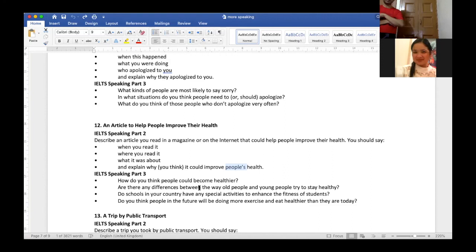How do you think people could become healthier? Governments in different countries should subsidize the farming sector so that farmers don't use excessive pesticides, and the food is nutritious.